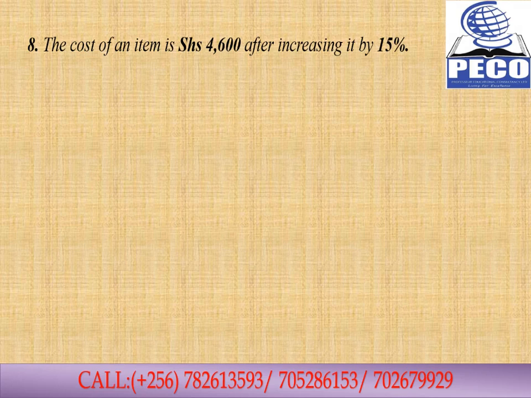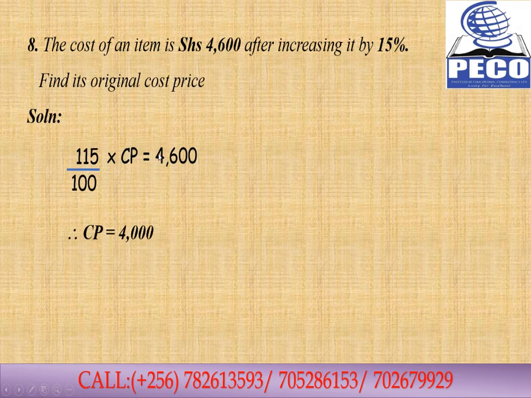Another question, question 8. The cost of an item is 4,600 after increasing it by 15%. So when I increase by 15%, I come to 4,600. Find its original cost price. So 115% of the cost price gives us 4,600. By cross multiplying, multiply by 100, and then divide by 115. And we shall end up with the cost price as 4,000.